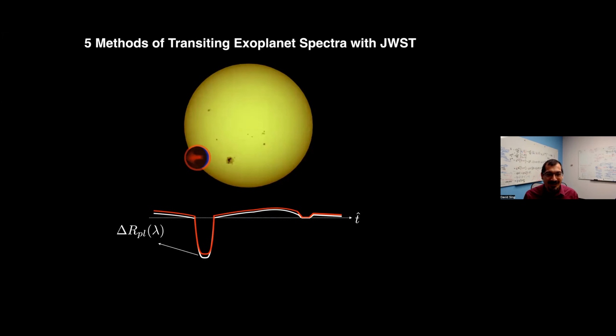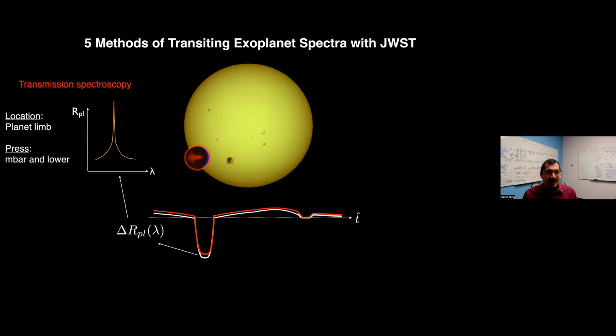So the trick is to measure the planet radius at as many wavelengths as possible, and you build up what we call a transmission spectrum. And you can think of this as an absorption spectrum. So it's that special place, at the planetary limb, this place between the day and the night. And we're measuring radius directly, so we're measuring altitude. And typically, we're talking about pressures of about a millibar and lower pressures is usually what we're sensitive to.